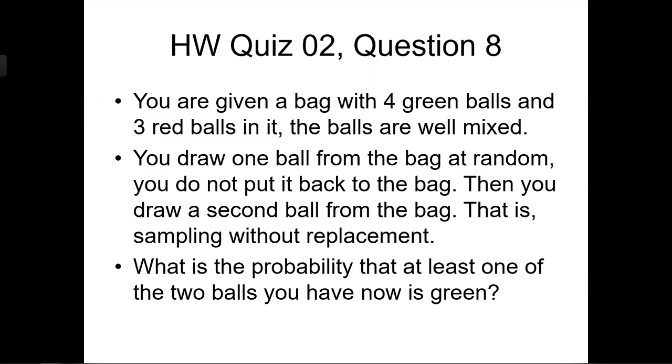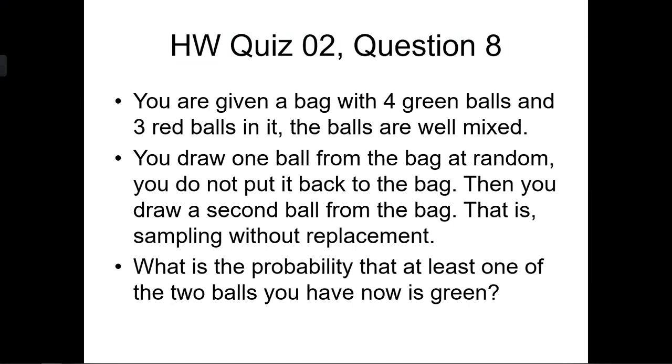So let's see, what does the question say? The question is that we have a bag with 4 green balls and 3 red balls, okay? And they're well mixed. We draw a ball from that bag at random and we do not put it back. So what does that mean? With replacement or without replacement? We do not put it back. Without replacement. Without replacement, perfect. So, and then we draw a second ball, okay? Now we have to find the probability that at least one of those 2 balls are green, okay?